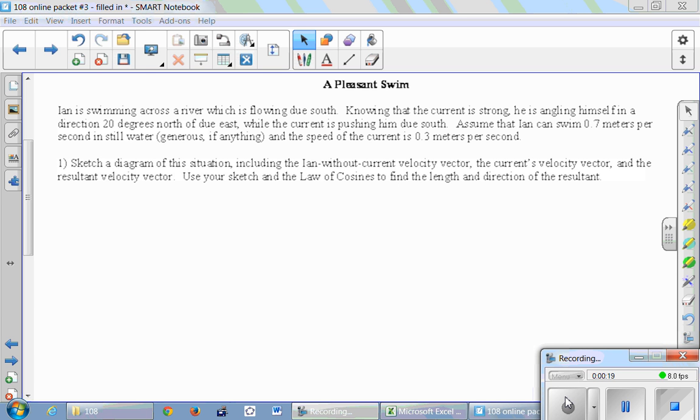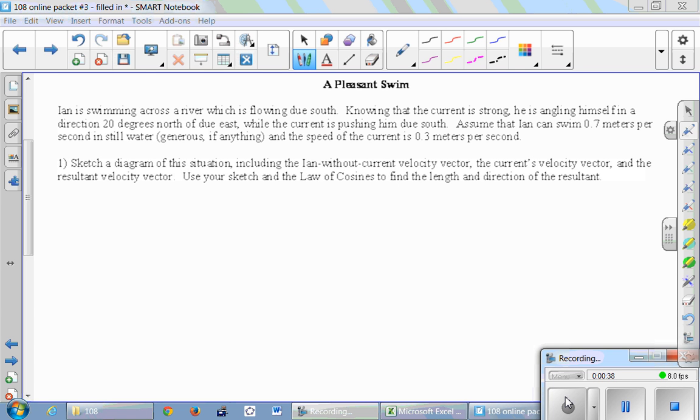meters per second. 1. Sketch a diagram of this situation, including Ian's without-current velocity vector, the current's velocity vector, and the resultant velocity vector. Use your sketch and the law of cosines to find the length and direction of the resultant. Okay, so we'll begin with the picture.